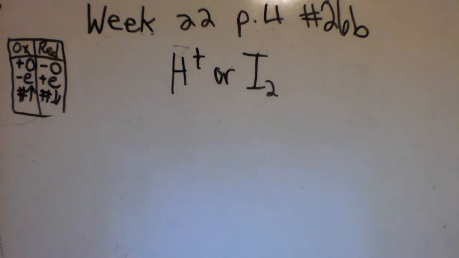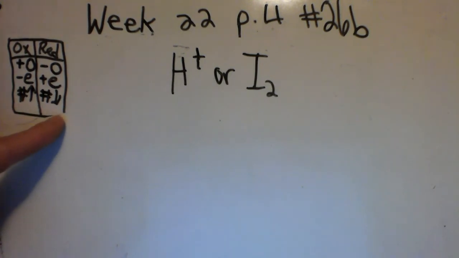This is week 22, page 4, number 26B. Which of the following is the stronger oxidizing agent? Hydrogen ions or diatomic iodine? Now, if we're looking for an oxidizing agent, we're looking for something that can easily be reduced, because whatever is being reduced is causing something else to be oxidized, since oxidation and reduction always go hand in hand or work together in a reaction. So to find an oxidizing agent, we find something that can be easily reduced.